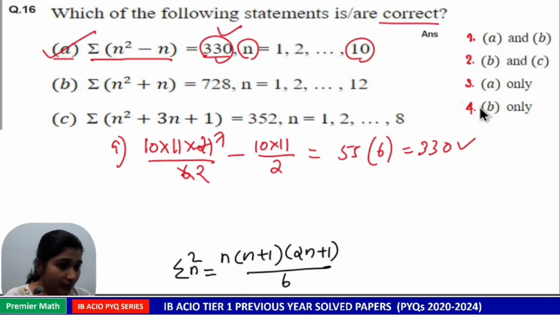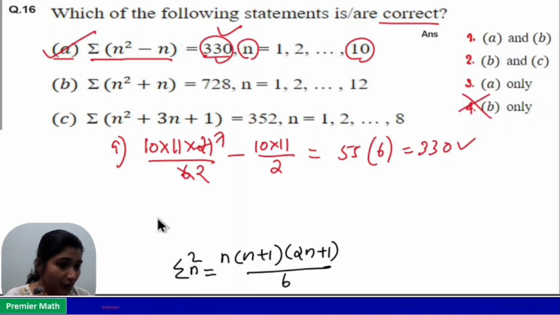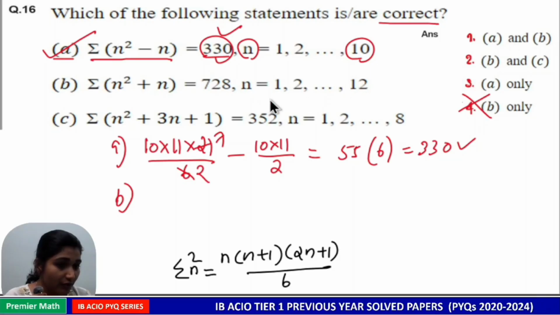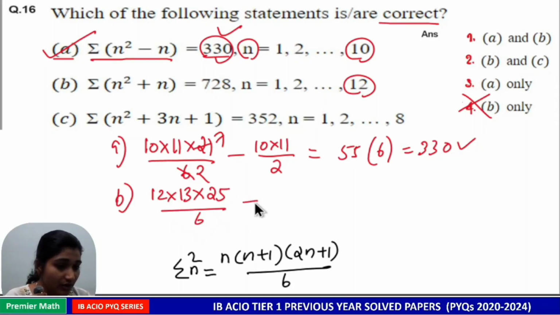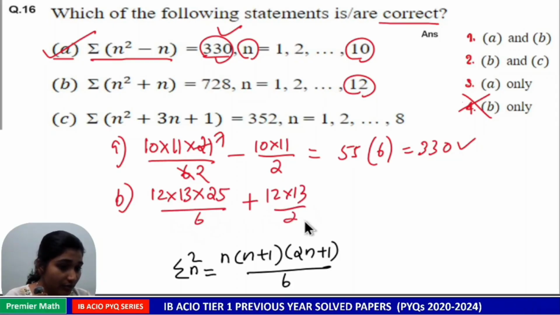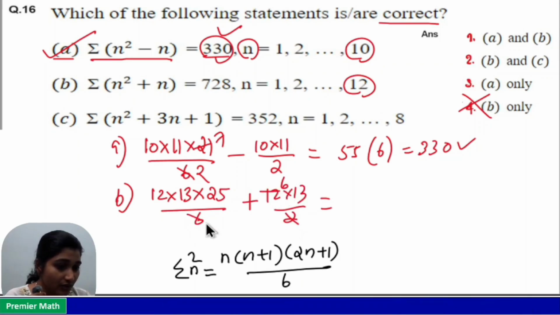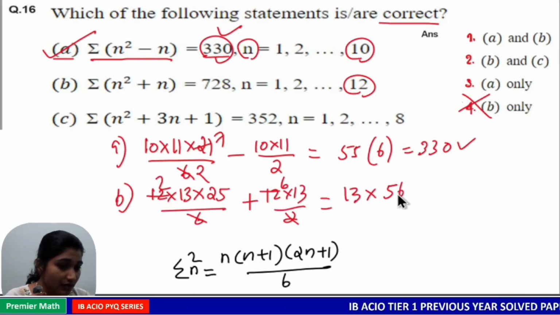Now, from this, we can eliminate option 4. Now, from B, we need the sum of these two, but here the number of terms is 12. So take the sum of squares of 12 natural numbers: 12 into 13 into 12 into 2 is 24, 24 plus 1 is 25, divided by 6, plus 12 into 13 divided by 2. Now 2 goes 6 times in 12, 6 goes 2 times in 12. 13 I can take as common. Now the remaining is 25 into 2, 50. 50 plus 6, 56.